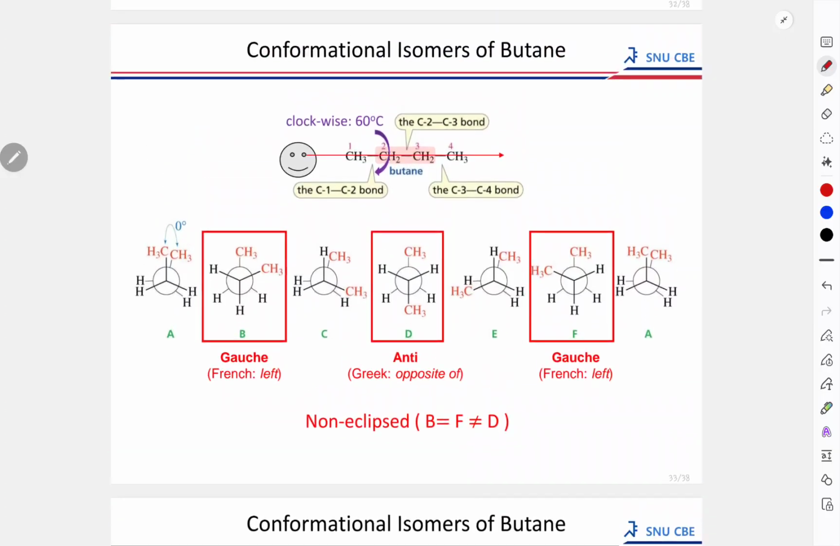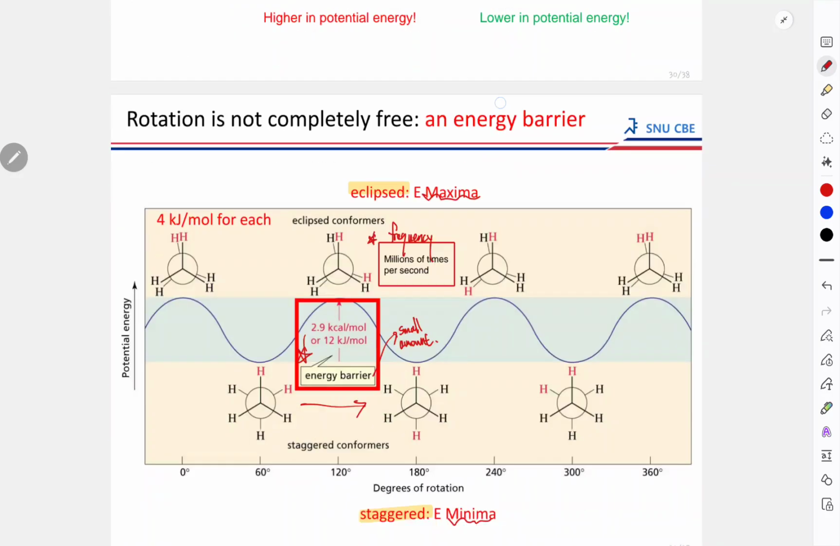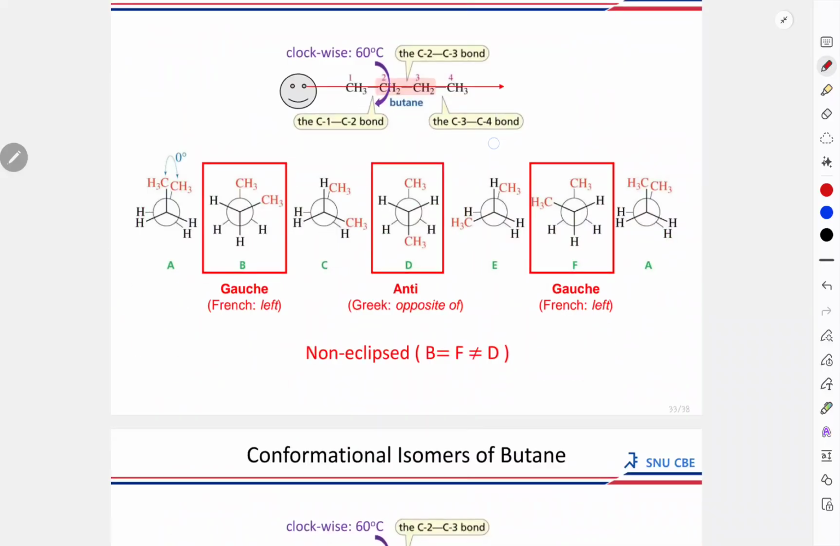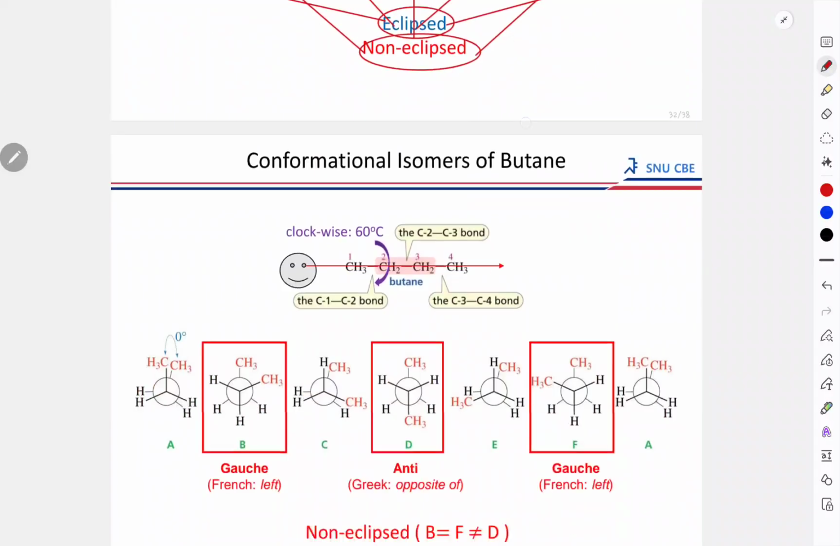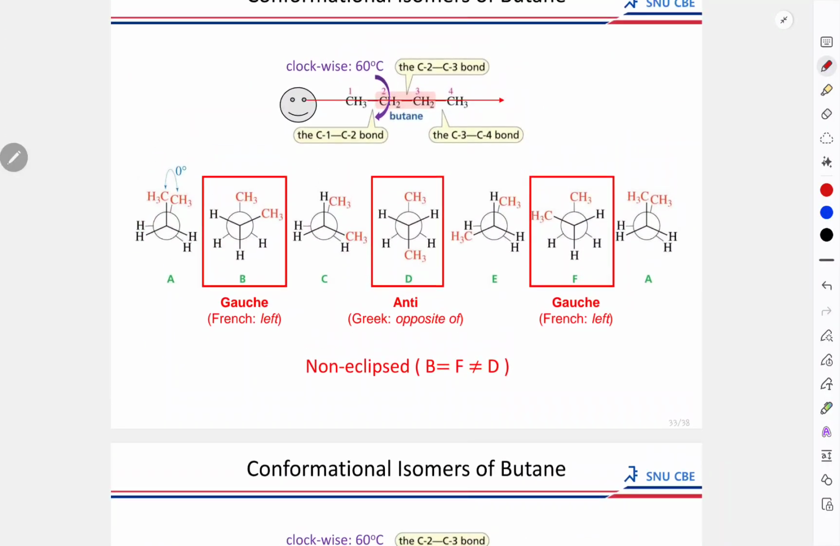But if you have the methyl groups locating in an anti position, meaning they are locating in opposite directions, in this case, we call this an anti conformer. So again, B and F, these two are the same gauche conformer, but D is the anti conformer. Anti in Greek, of course, means opposite, meaning this methyl and this methyl are sitting the opposite way. Okay?